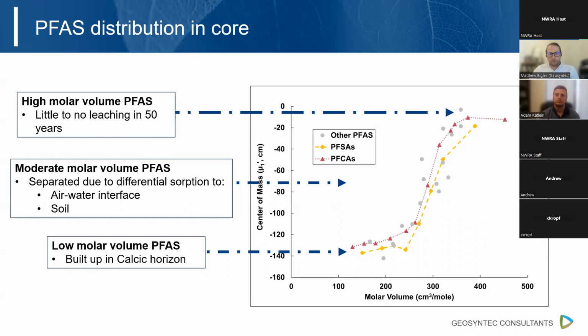And then we have this really interesting differential absorption of our moderate molar volume species, which are separated due to this differential absorption to the air-water interface as well as soil-water interface. And so we have significant chromatographic separation of all of our species, but they each behave relative to some of their molar volume properties. And so you see this broad distribution, and even our PFSAs and our PFCAs, they kind of collapse on the same sigmoidal function, where our molar volume is largely what is driving this different sorption of our PFAS species.